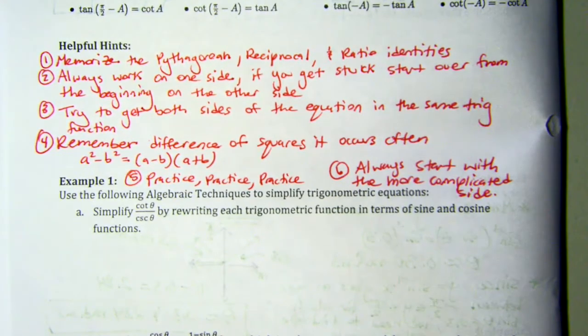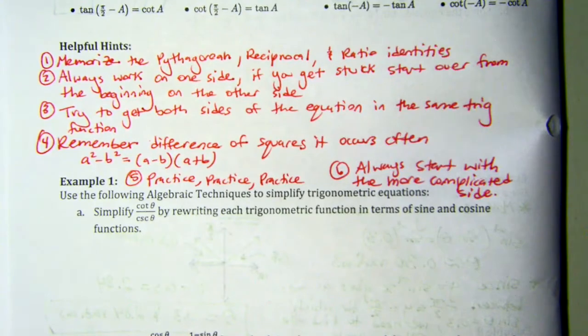3, try to get both sides of the equation in the same trig function. Also, it can be useful to try to get things into sine and cosine. Sine and cosine are more friendly than things such as secant and cosecant. 4, remember the difference of squares. It occurs often in these problems. A squared minus b squared is equal to a minus b times a plus b.